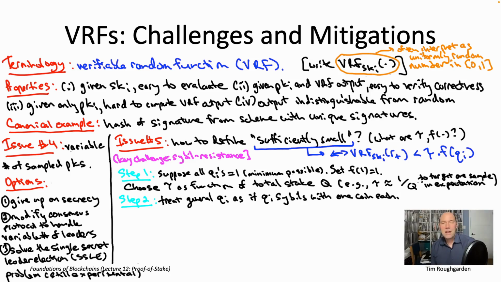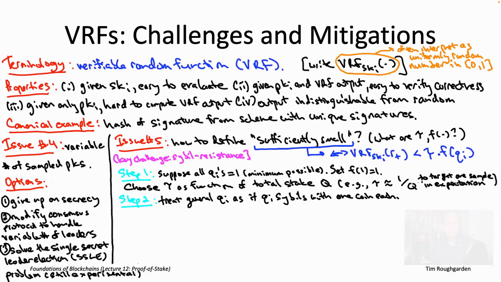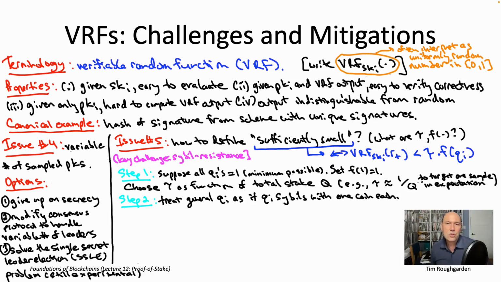So that, if you think about it, actually uniquely pins down the function little f. So for example, if you want to figure out what f of 12 is, well, that should be set so that the probability of sampling a public key with 12 coins is exactly the same as the probability of selecting at least 1 out of 12 Sybils, all with exactly 1 coin. So that's how this 2-step approach toward choosing the sampling thresholds works.